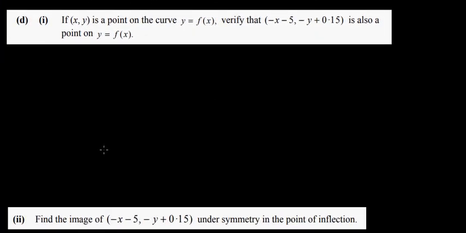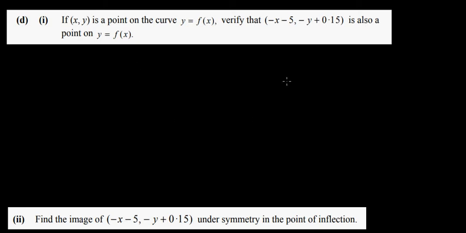Okay, next part then, part D. This is quite a long question. So part D now, we just have two parts left to do. So the first part is: x, y is a point on the curve y is equal to f of x. Verify that this point here is also a point on y.